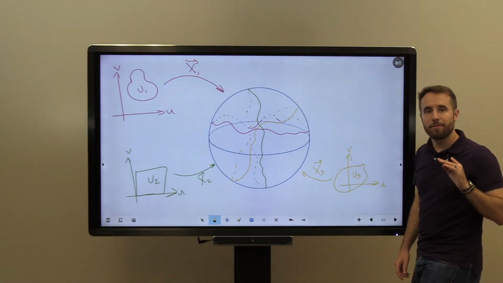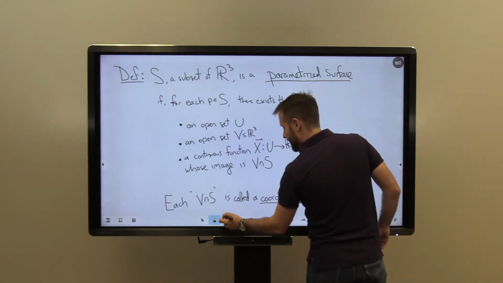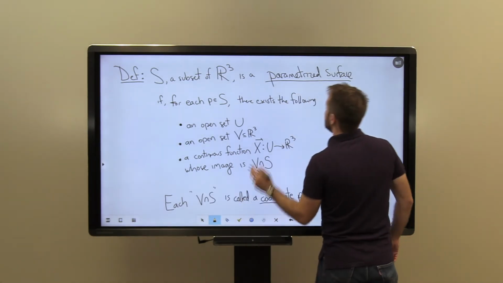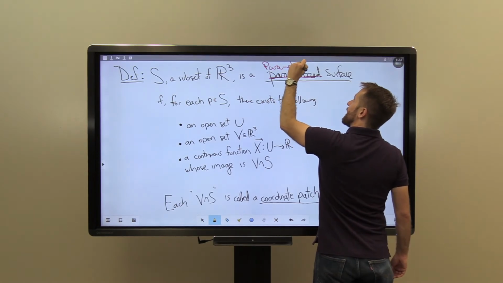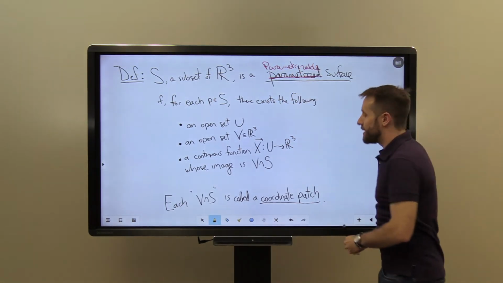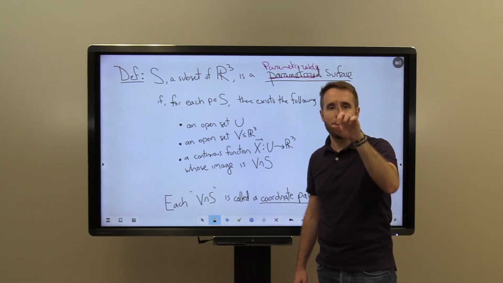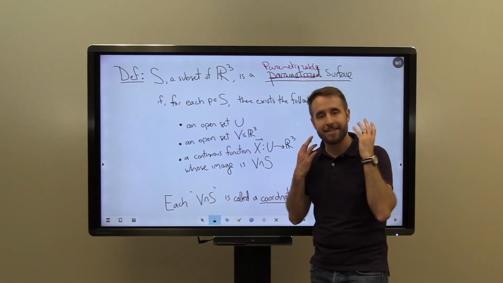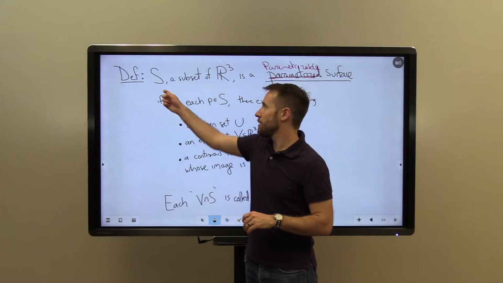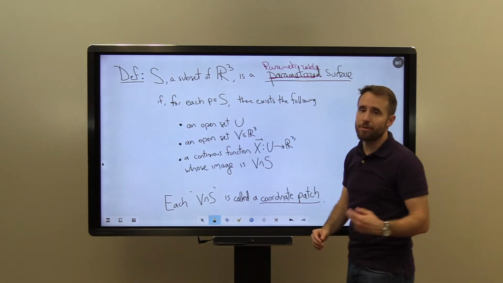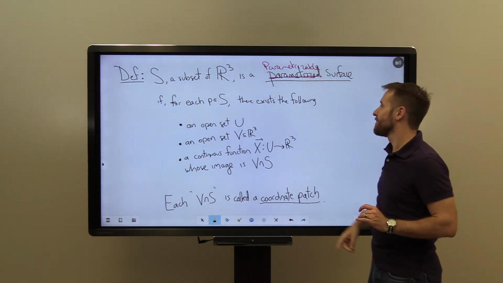So that leads us to our formal definition of a parameterized surface. Here it's called a parameterized surface, but I think it's probably better called a parameterizable surface, because what we're defining will not actually be the function capital X itself. Instead, we'll be defining that set of points in R3. So a set of points in R3, call it S, is a parameterized surface or a parameterizable surface. If I'm being honest, I'll use both of these interchangeably.